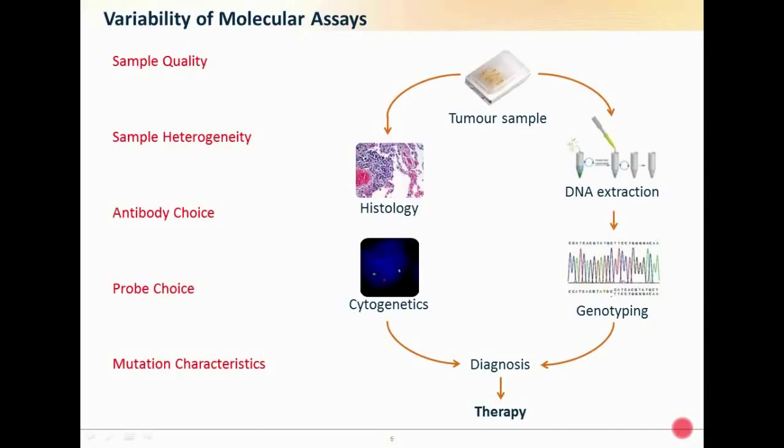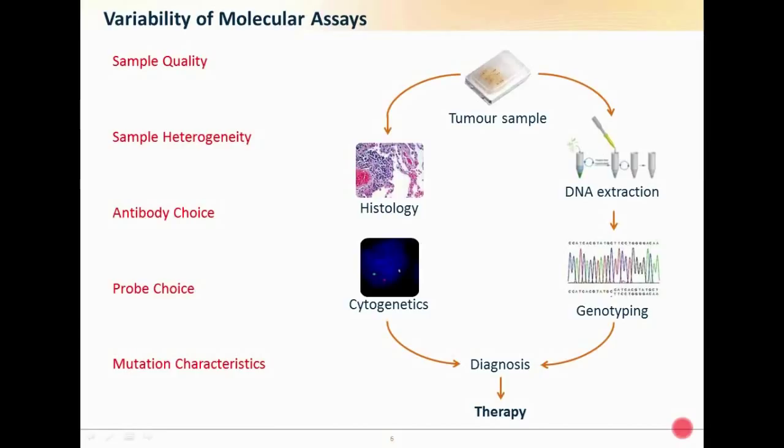The antibody that you're using for IHC will make a big impact on how sensitive your assay is and how you score. You've then got, for cytogenetics and running FISH, the probe choice. Which supplier do you use for your probe? Which probe do you use from a supplier? Because some suppliers will have maybe 3 or 4 different options. And then the final, which is sometimes forgotten, is the characteristics of the mutation that you're looking at.